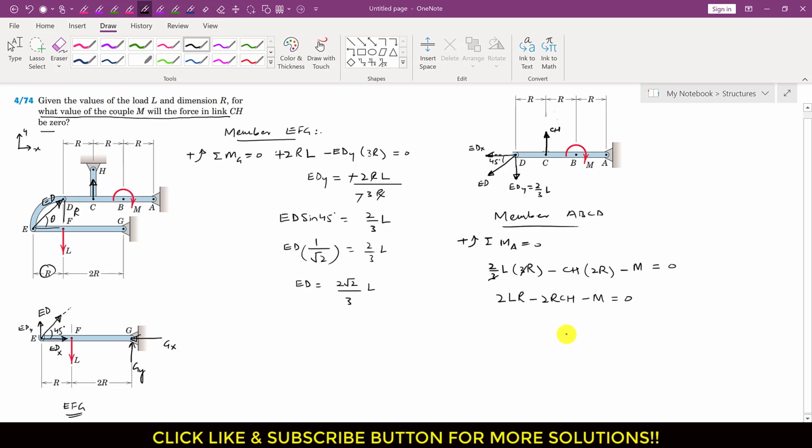So if we put CH equals 0, since the requirement is that we need to find the value of M when CH is equal to 0, we are left with this equation: 2LR minus M equals 0. So we can say that when M is equal to 2LR, then the CH member force will be equal to 0. So this is the magnitude of M in terms of the load L and the dimension R. So this is the solution of this particular problem.